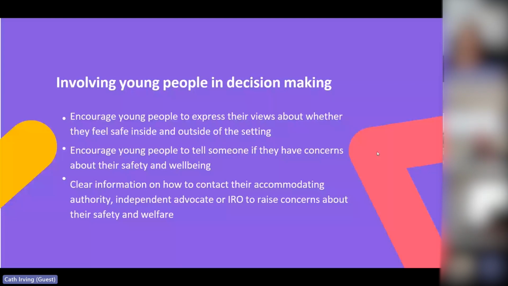And within the young person's guide that you'll be producing, you should be providing information on how young people can contact their accommodating authority if they want to ask for a review of their care or pathway plan, or if they have any concerns to their safety or their welfare. And settings must ensure that young people understand how they can speak to others, such as independent advocates, independent reviewing officers, their personal advisor, Ofsted inspectors, and any other relevant people that they may need to speak to if they have any concerns about their own safety.